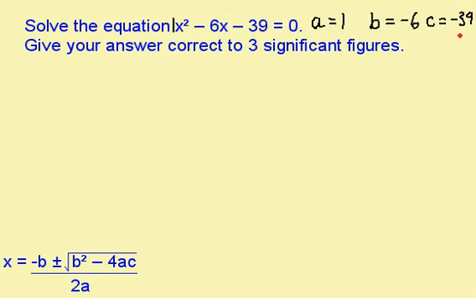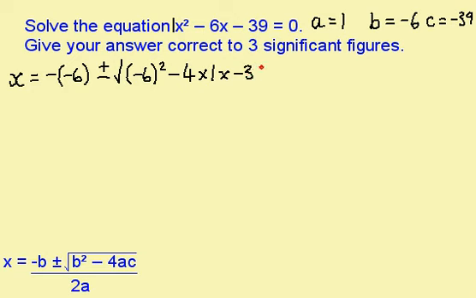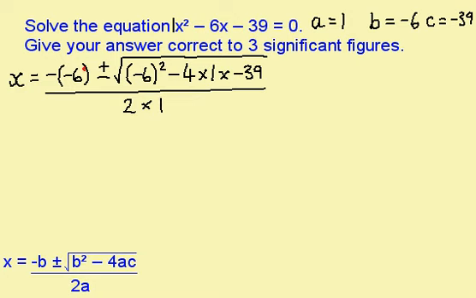I'm now going to substitute these values into this formula. So I have minus b, which is minus 6. I'm going to put that in brackets. Plus or minus the square root of b squared, which is minus 6 in brackets, squared, minus 4 times a, which is 1, times c, which is minus 39. This is divided by 2a, which is 2 times 1. I've put my minus 6 in brackets both times because it's a negative number.